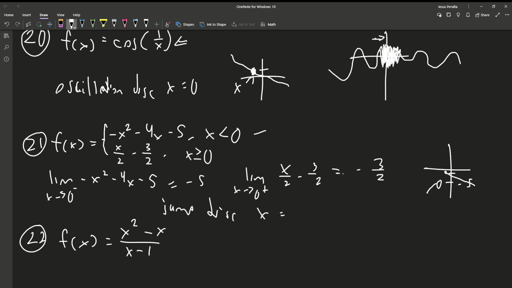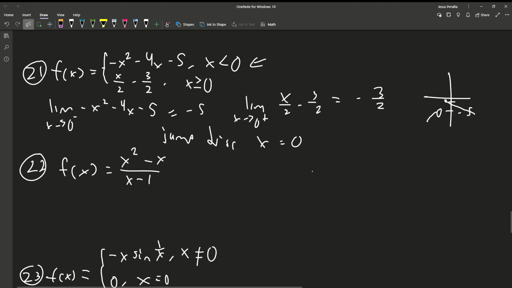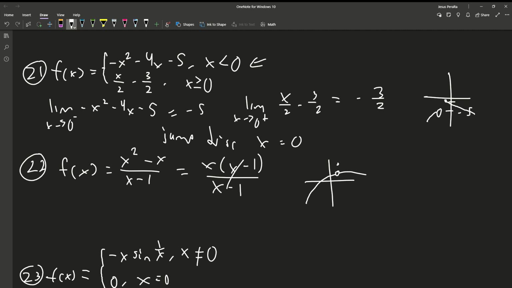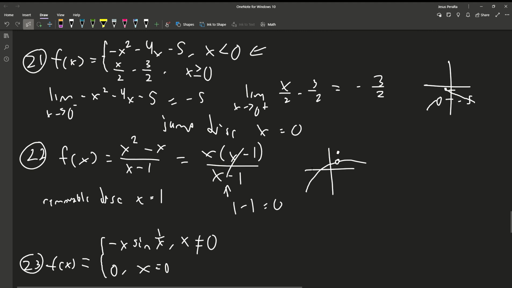At x equals 0, as we approach 0. This one, we can factor out. So we can factor this into x minus 1 and x minus 1. These cancel out, so that means there's a hole, which is the same thing as removable, which is just this type of graph. At 1, 1 minus 1 gives you 0. It would be a different number, so then it would be a removable discontinuity at x equals 1. Right? Let me see if I'm right. Yeah. Alright, just 3 more problems.